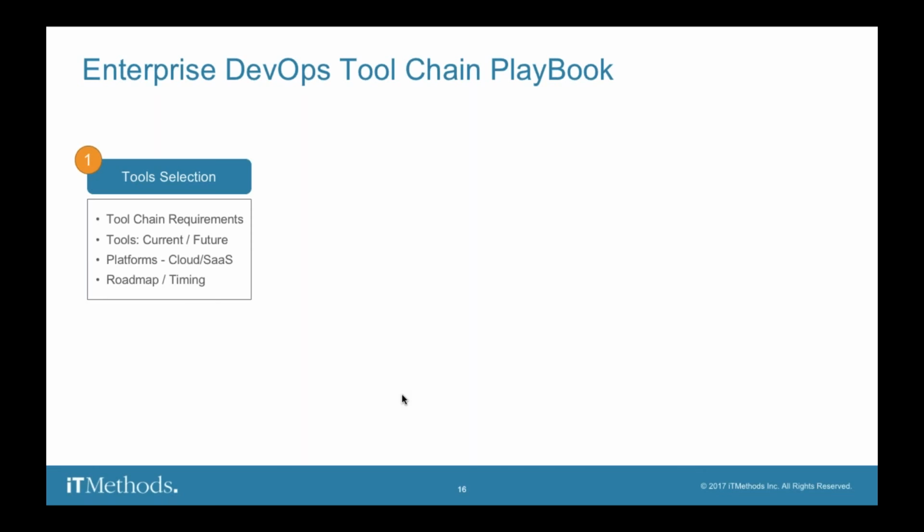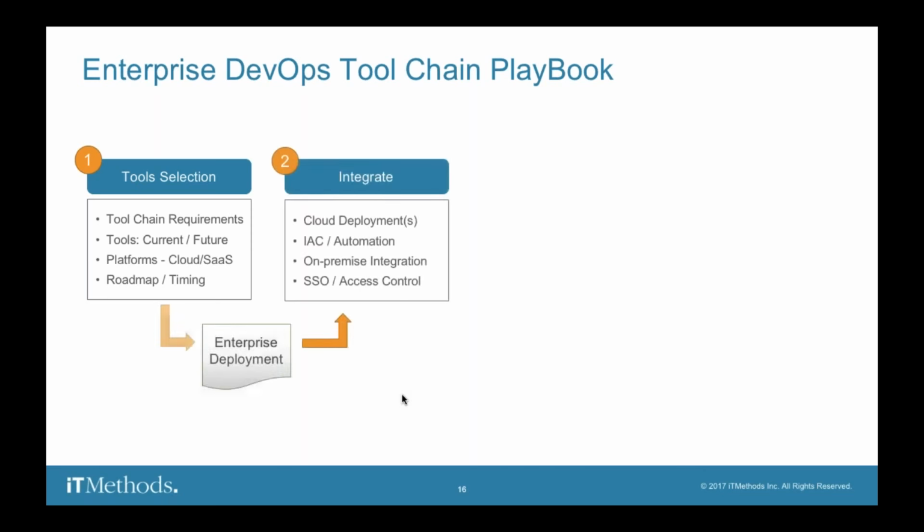And then it comes down to the platforms. As I mentioned earlier, many organizations want to consume cloud. Well, there's different flavors of cloud. They want to consume on AWS, or they want a pure SaaS. Well, we can do both today and integrate those. So then it's about laying out the roadmap and timing for the tool selection.